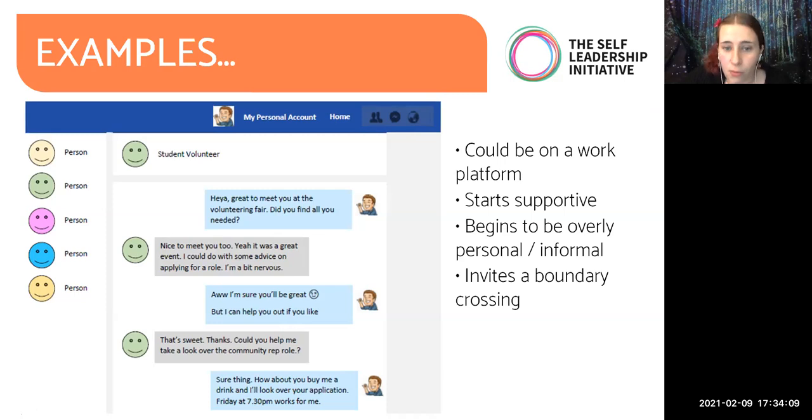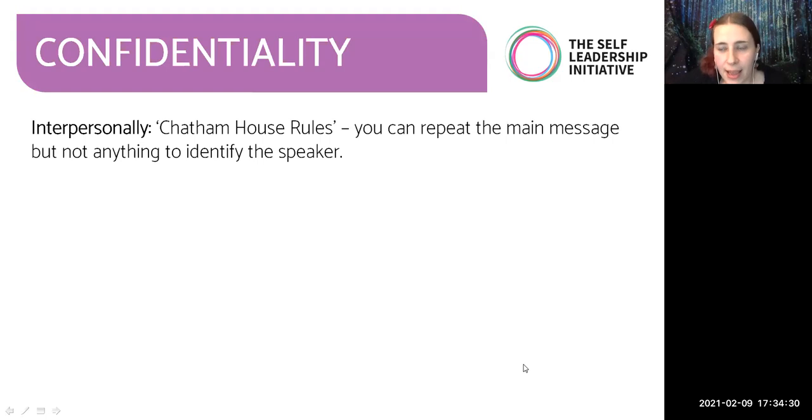This starts off well and supportive, but it begins to become informal, and yes, it crosses that boundary. So it could make the other person feel very uncomfortable, or the other person could be very happy with that arrangement, and then they end up both getting into a boundary crossing issue. So thanks for going through those examples. Hopefully that clarifies or illustrates what those boundaries mean.